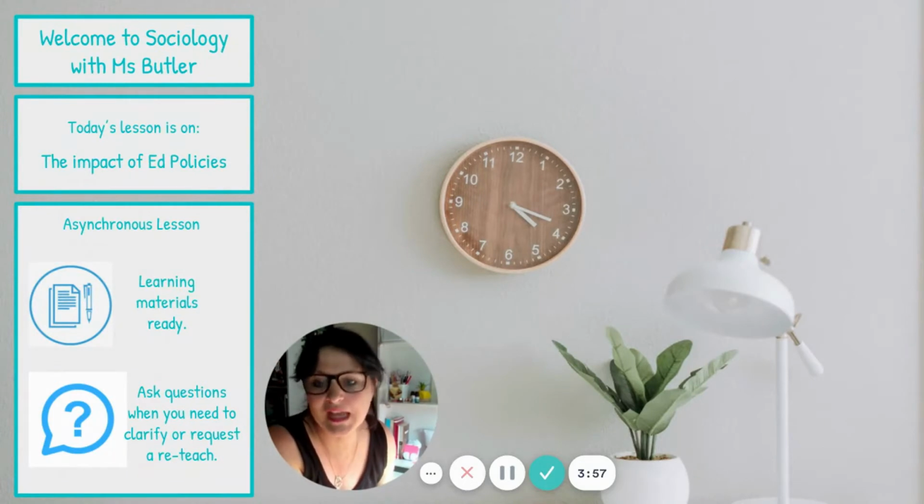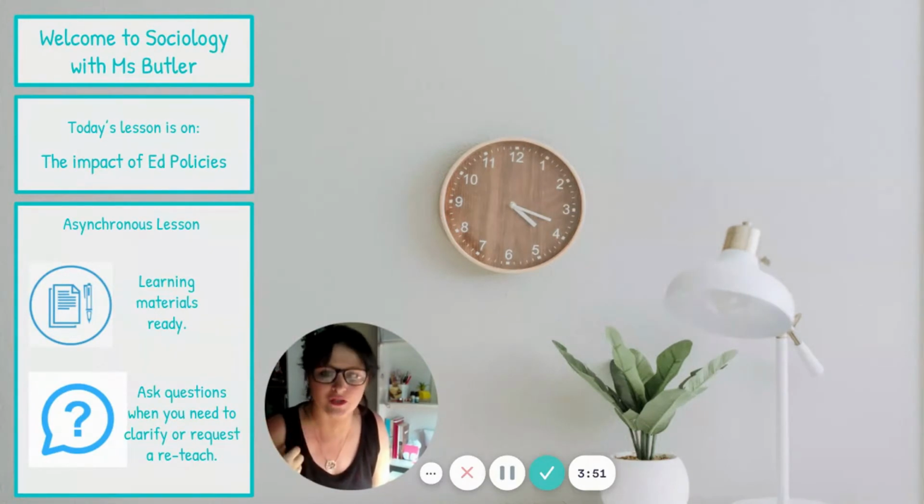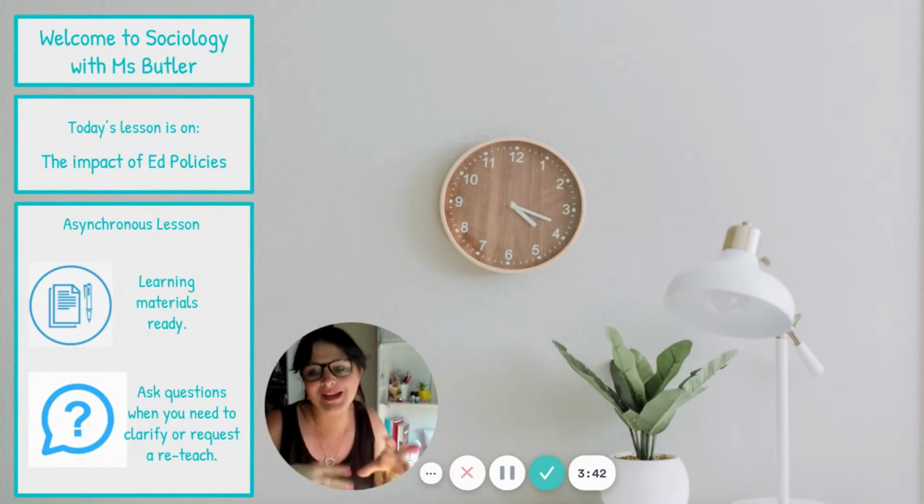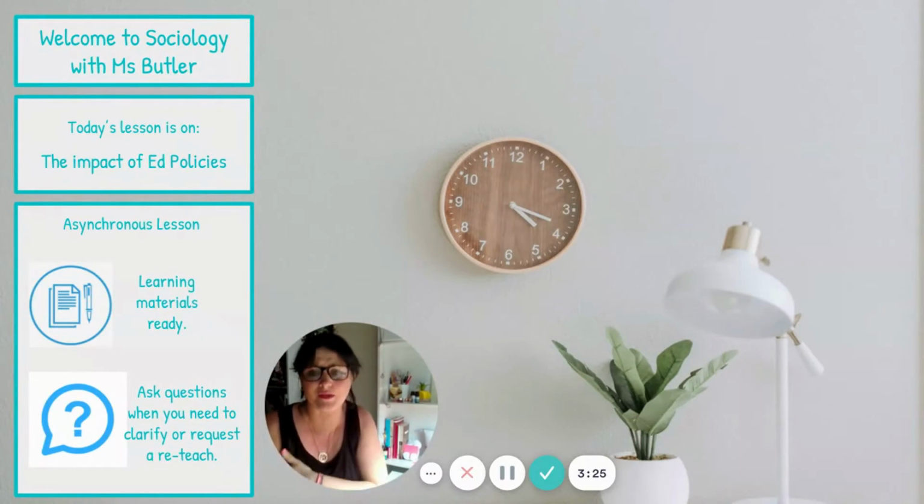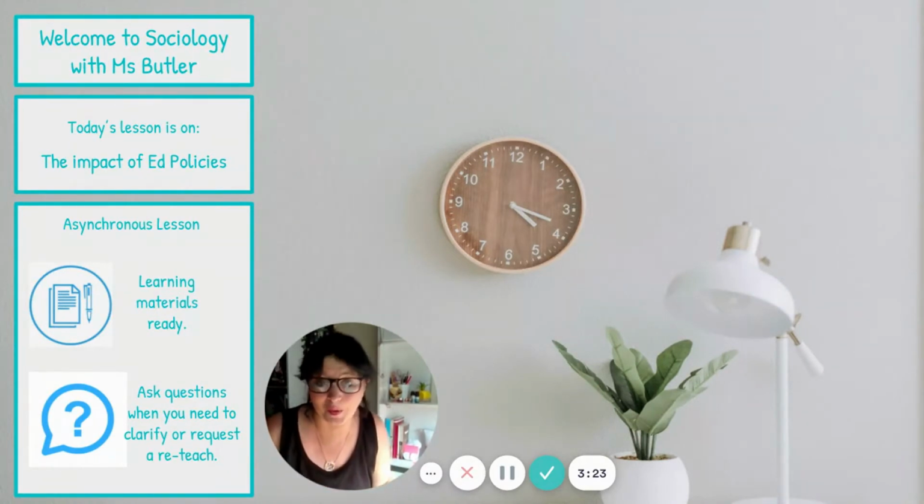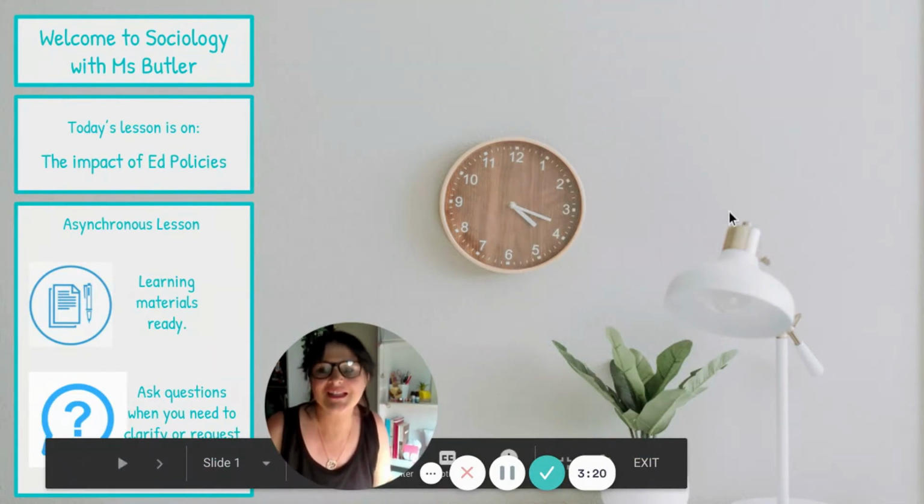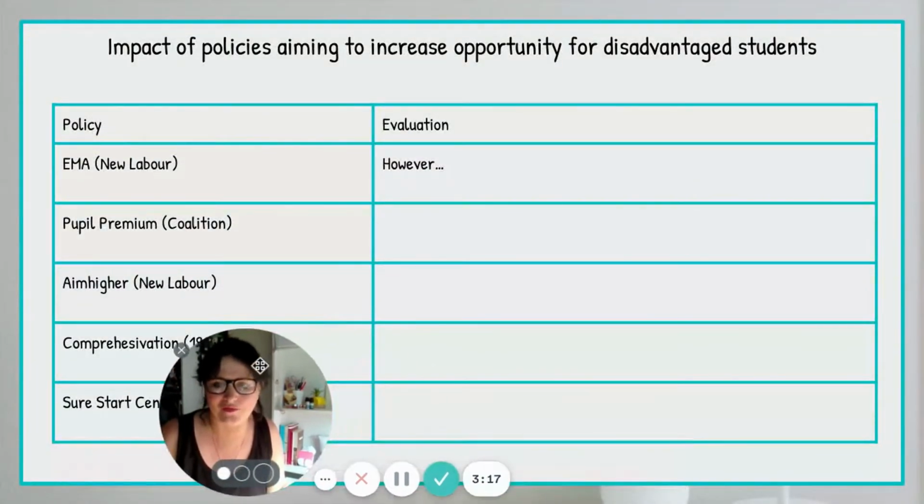perspectives and different groups. So what you need ready for this asynchronous lesson is your learning material so you can take notes as you are going along. Feel free to press pause at any point where you want to be able to look at the slide and take notes at your own pace. And also, please do note down any questions that you want to ask or any reteach that you would like to request based on any of the policies or areas that come up, because that's part of the consolidation process, that you pick out those important parts where you may need some support to make sure that that learning is really embedded. So let's move on to our first slide.